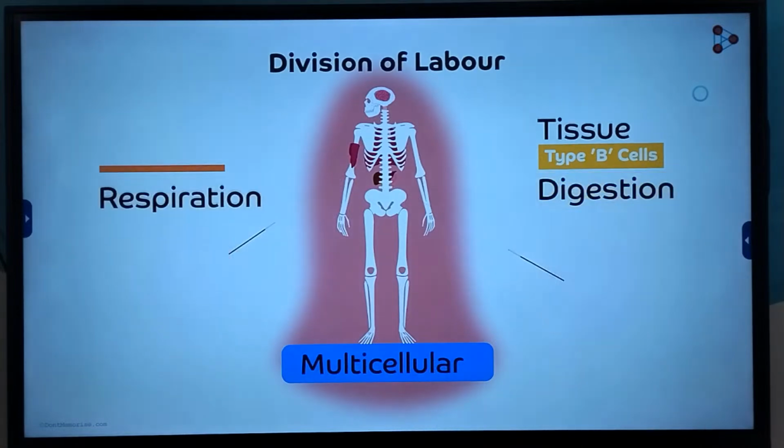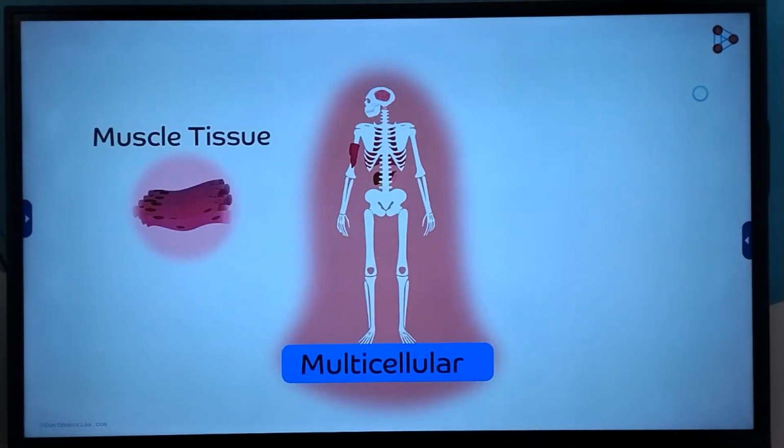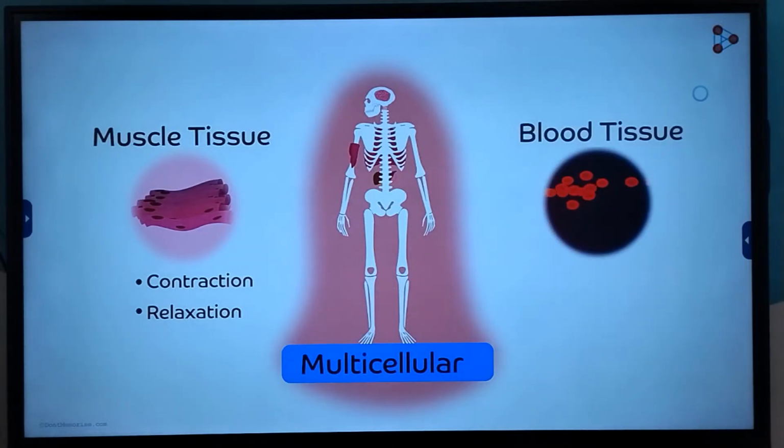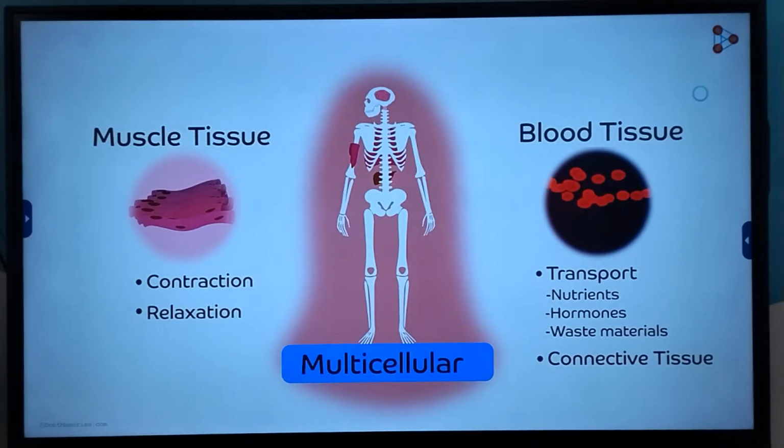Can you give me a few examples of tissues in the human body? The muscles? Yes, the muscles are tissues that help movement by contraction and relaxation. What about blood? Do you know that blood is a tissue? Yes, blood helps transport nutrients, hormones, and waste materials as well. Blood is the connective tissue of the human body.